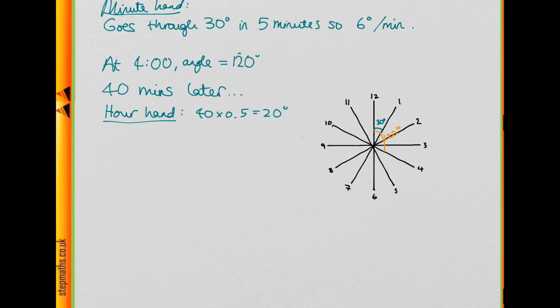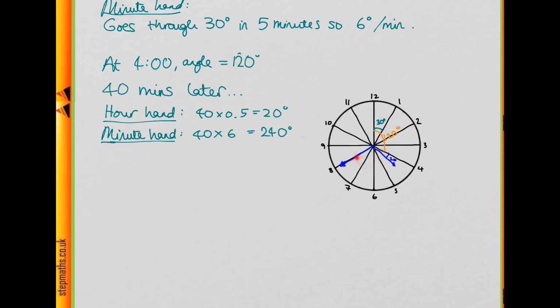The hour hand has gone through 0.5 degrees each minute, and it's done that for 40 minutes. So we do 40 times 0.5, so it's gone through 20 degrees. Similarly, the minute hand goes through 6 degrees a minute, and it's done this for 40 minutes, so it goes through 240 degrees. If we draw that onto our diagram, the hour hand goes 20 degrees to here, and the minute hand has come all the way round to here, where we've gone 120, 240 to give it to here.